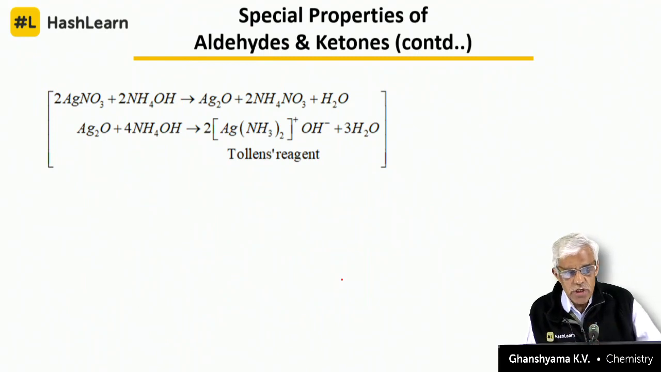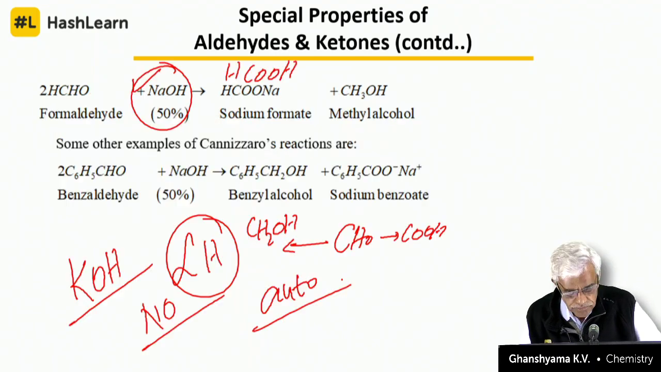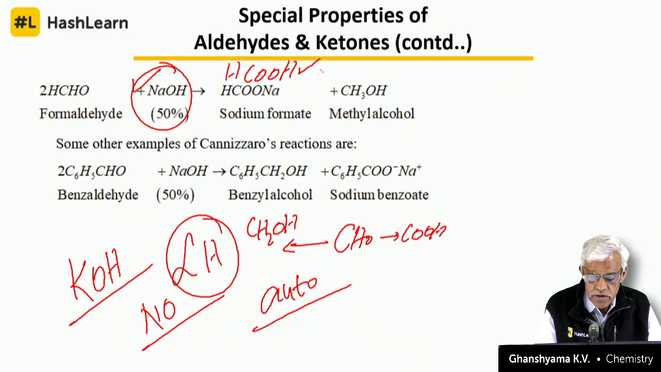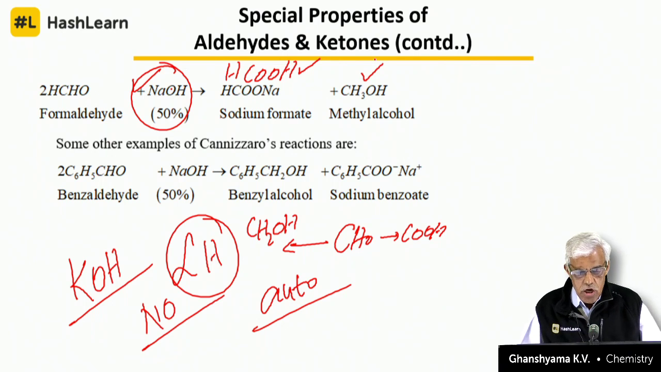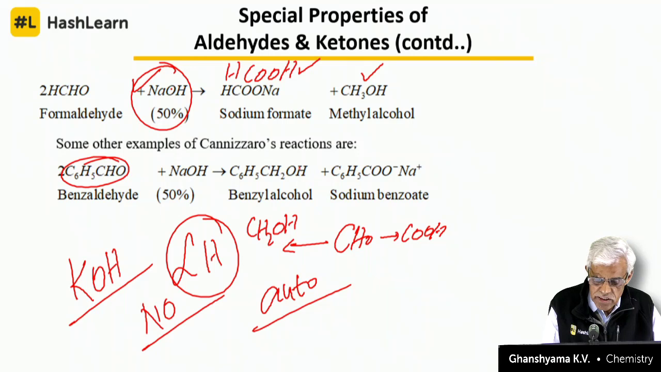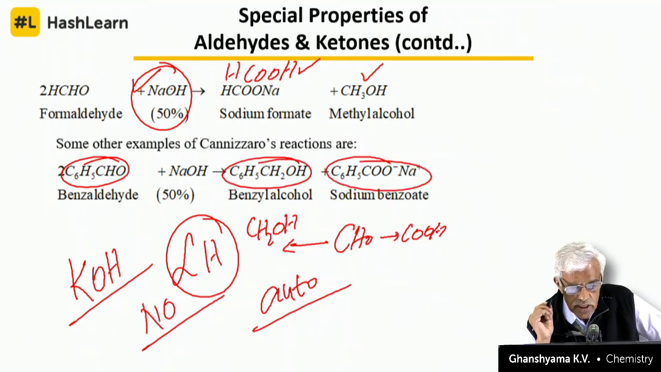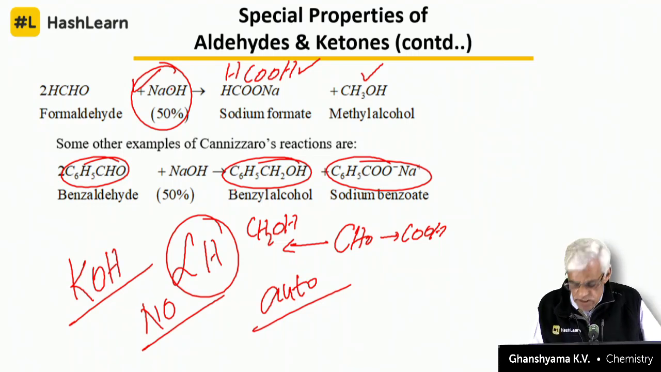That is why it is called auto oxidation reduction reaction. We are not using any reducing agent. Still, formaldehyde undergoes oxidation to formic acid. Formic acid with sodium hydroxide will give sodium formate, and methanol by reduction. Similarly, benzaldehyde on reduction gives benzyl alcohol, on oxidation benzoic acid with sodium hydroxide will give sodium benzoate. So, this auto oxidation reduction reaction is called Cannizzaro's reaction.